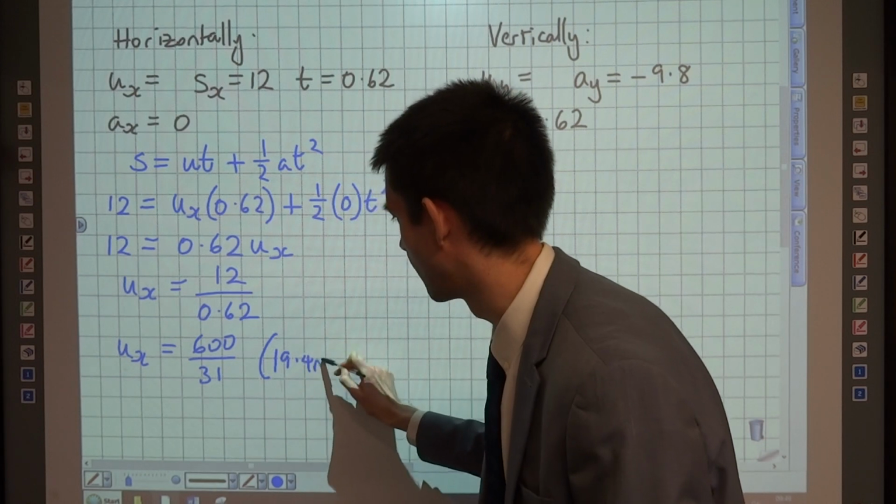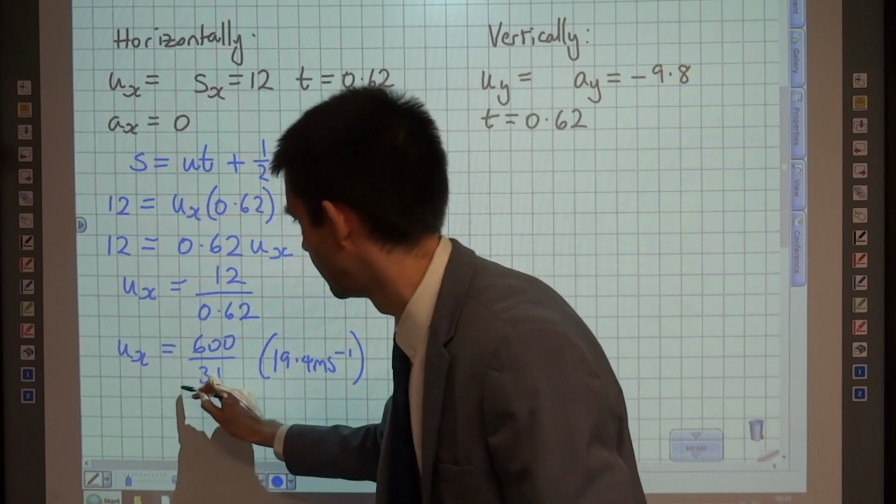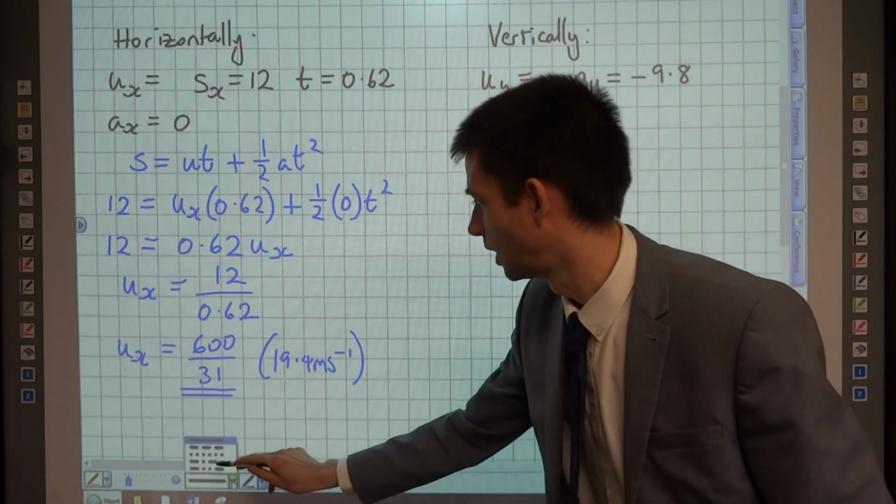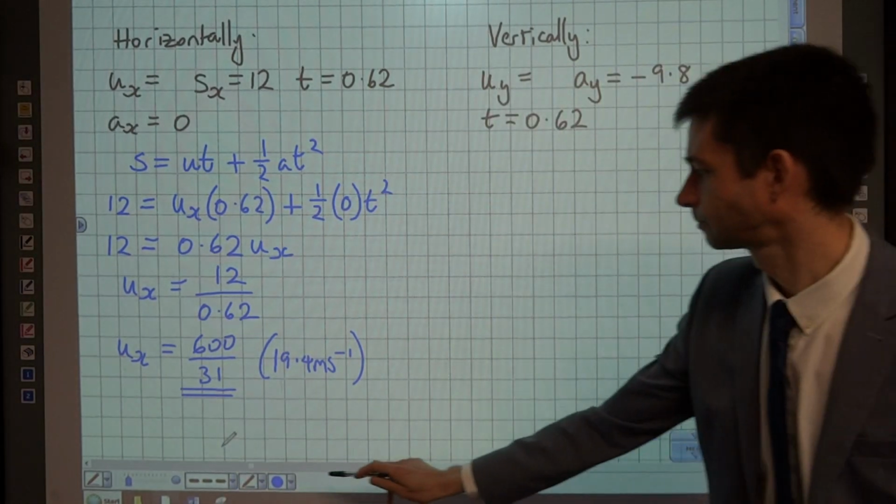But I'm just going to put that in brackets because I'm going to be using the exact value of that for my subsequent calculations. Right, let's just split the screen at this point.